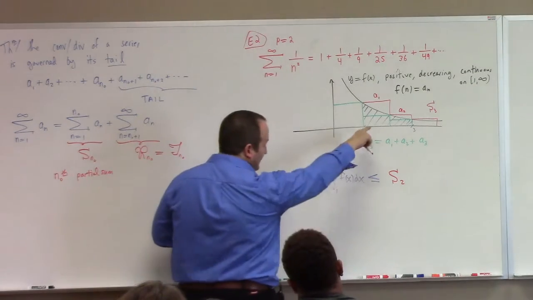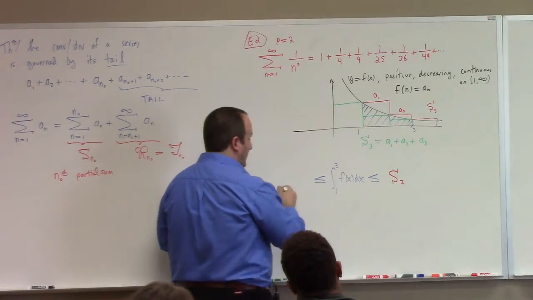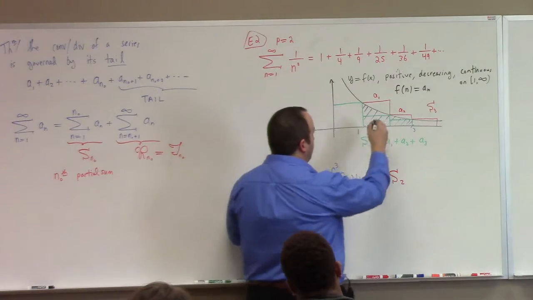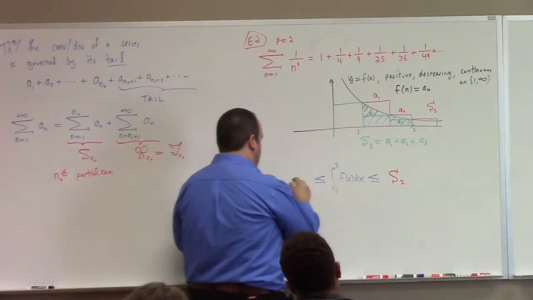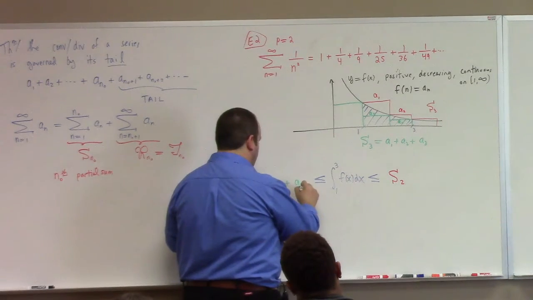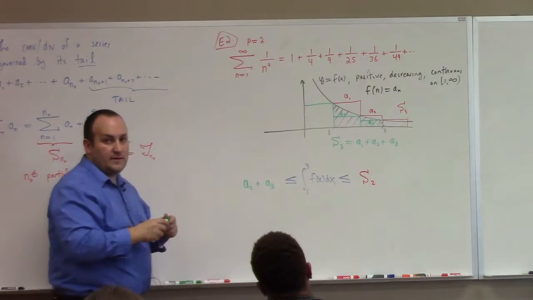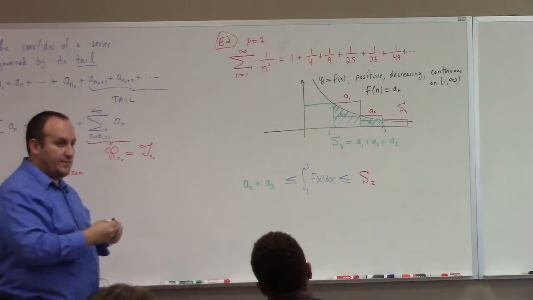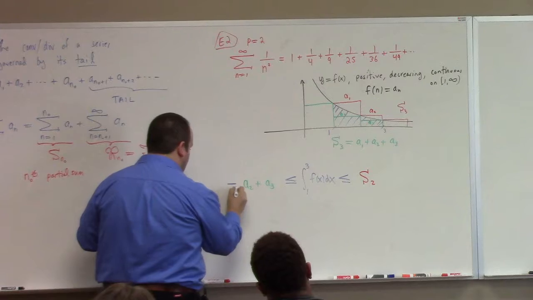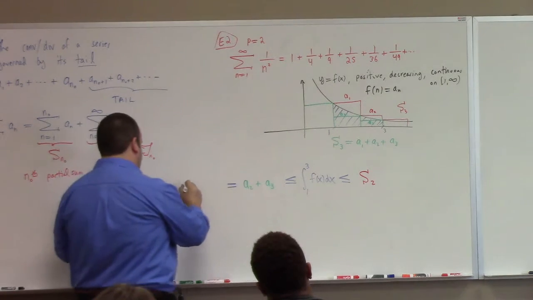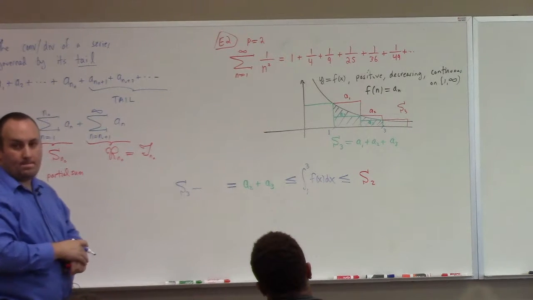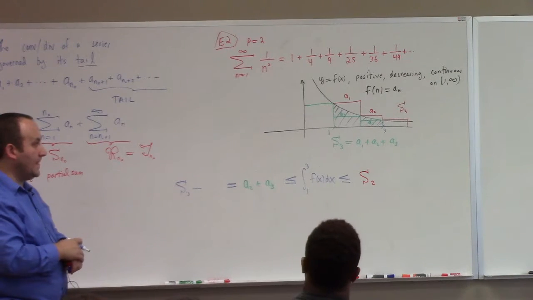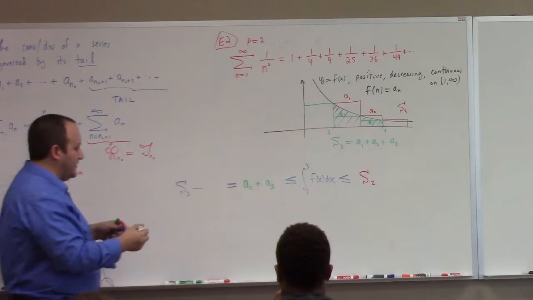Directly, just looking at it, let me draw it in green so you can see it better. This is A2, right? And this is A3 over here. So it would be A2 plus A3, right? I should try to rewrite that in terms of the sum, though. What is that equal to? S3, very good, minus what? Minus A1, right? It's just missing A1.